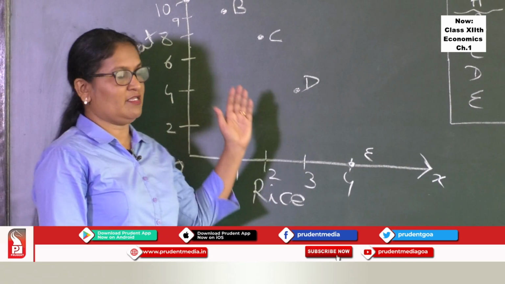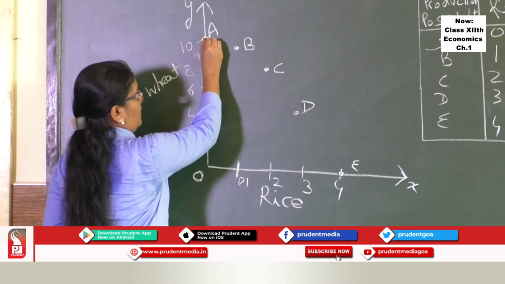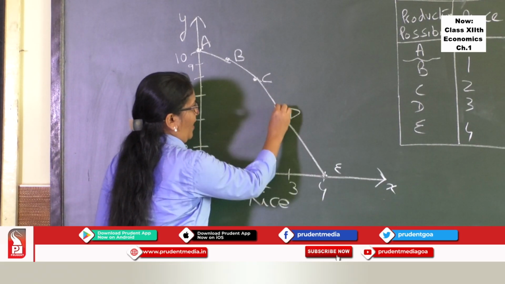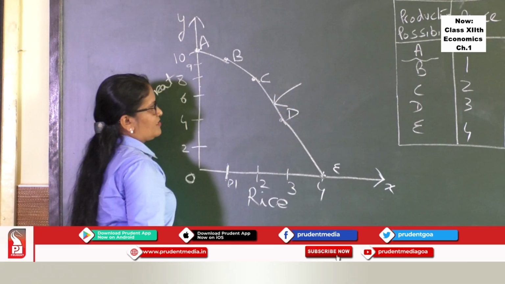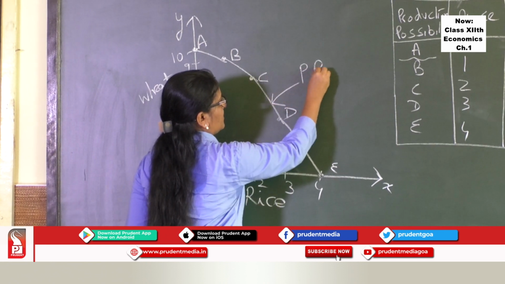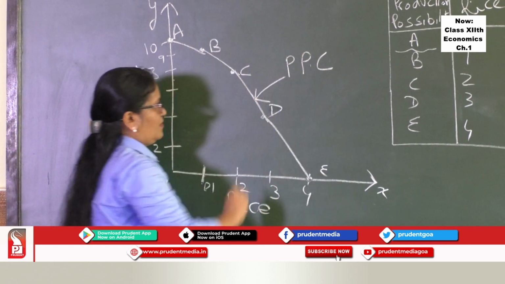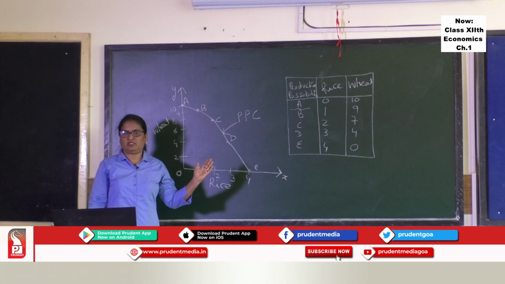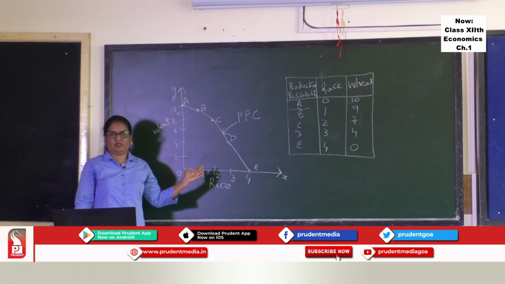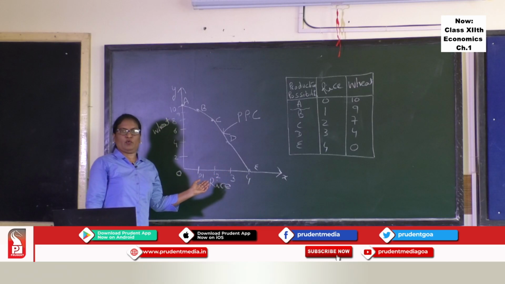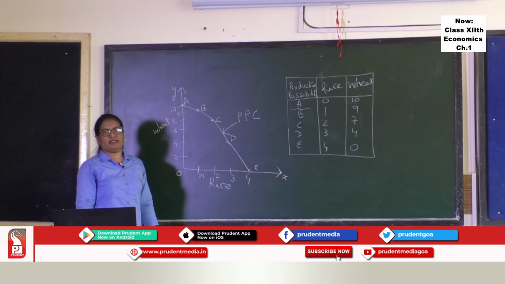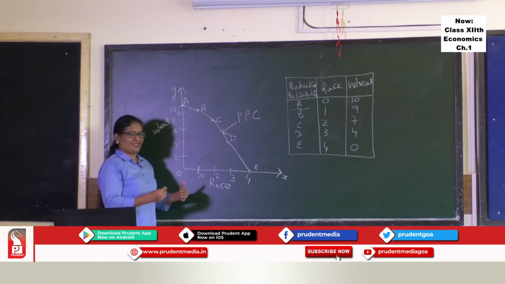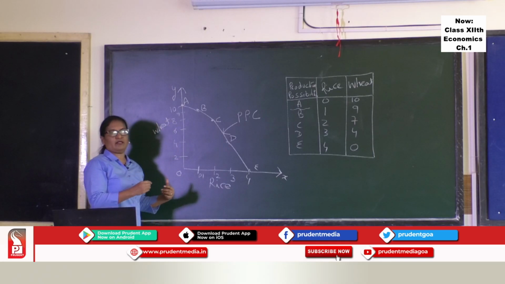Now, let us join these points A, B, C, D and E, and we get a beautiful curve that is called production possibility curve. This curve is known as the production possibility curve. It shows the combination of two goods which the producer is producing with his entire resources and the given techniques of production.